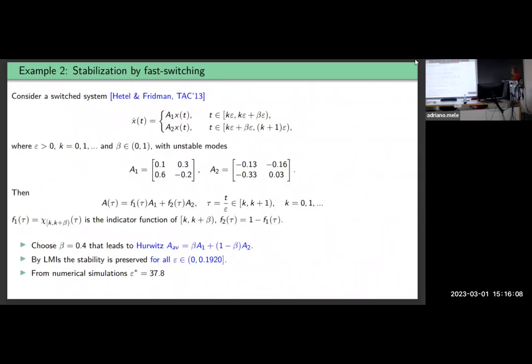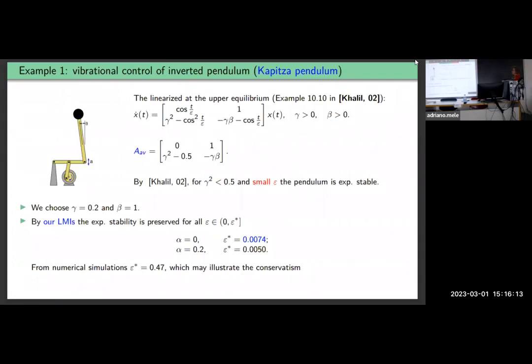For instance, this was the model of the inverted pendulum from the book of Khalil, and we found some upper bound on epsilon, but of course it is far from the one from simulations. To tell the truth, now we have much better upper bounds. We are working on improvement, but all these sufficient conditions are improved.